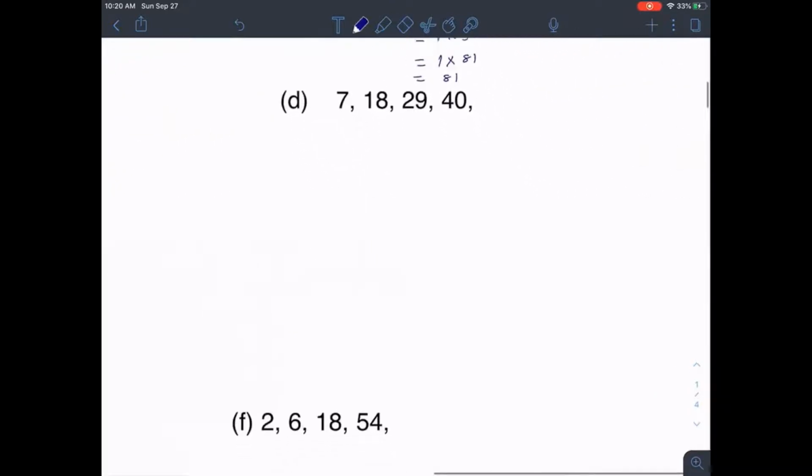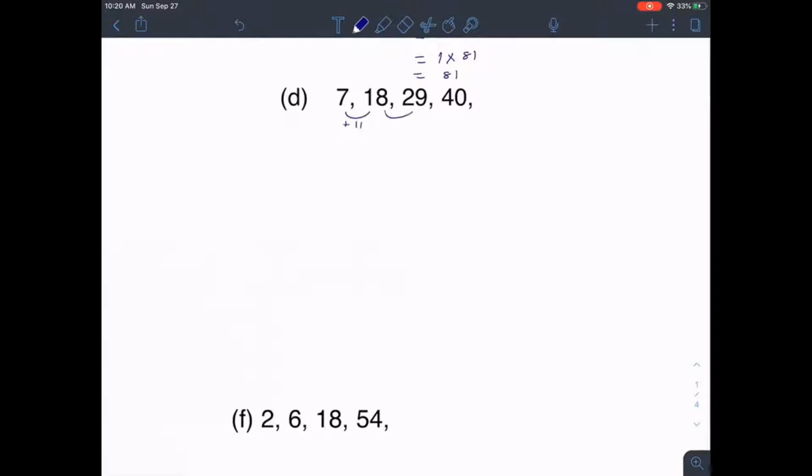All right, let's try D. D, we have 11. Okay, so we're doing plus 11, plus 11, plus 11. So we need to start with our first term. When n equals 1, our first term equals 7. So then we have 7 equals 7 plus 0. We're using the plus because it's arithmetic sequence.